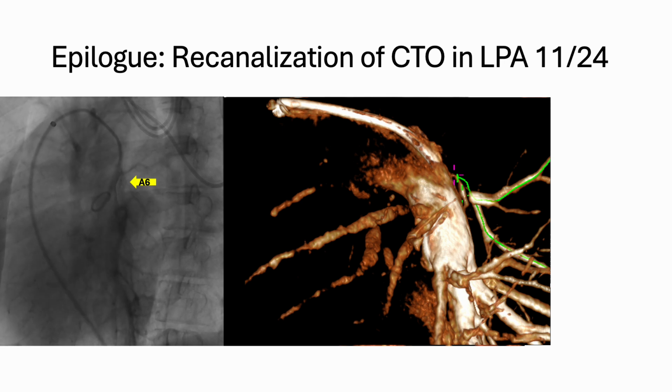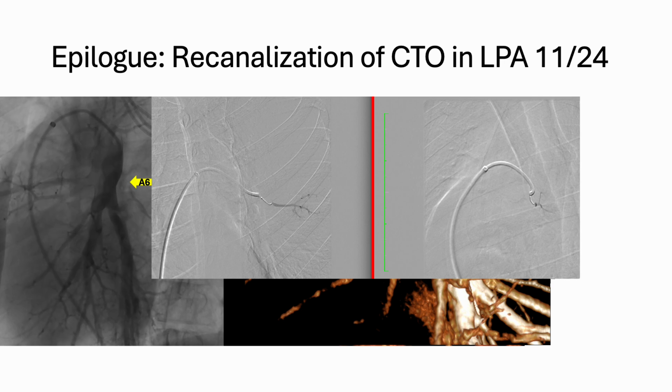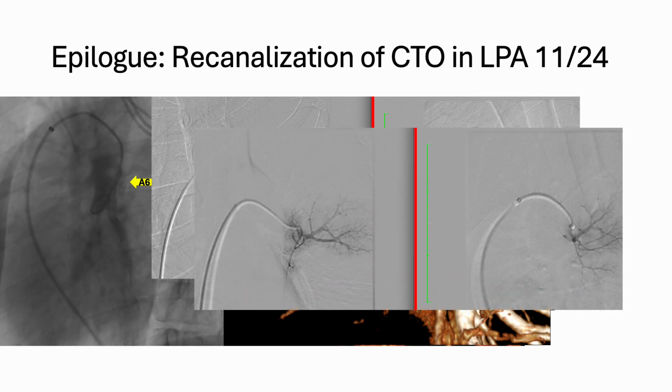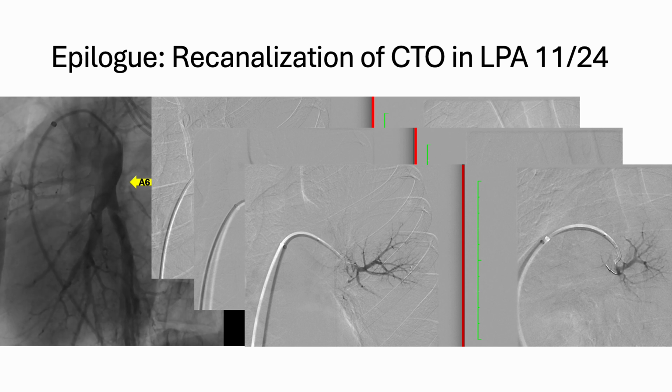And then we use this to identify optimal viewing angles and the pathway to which we were going to have to cross. And here you can see subsequently we're able to cross through the chronic total occlusion and balloon it up. And you can see that we're now developing a reasonably large size territory that correlates with that superior segmental area of the left pulmonary artery.